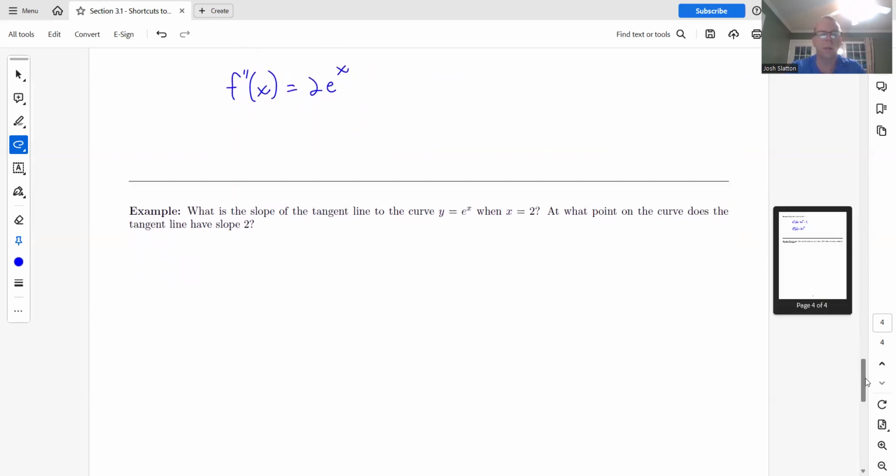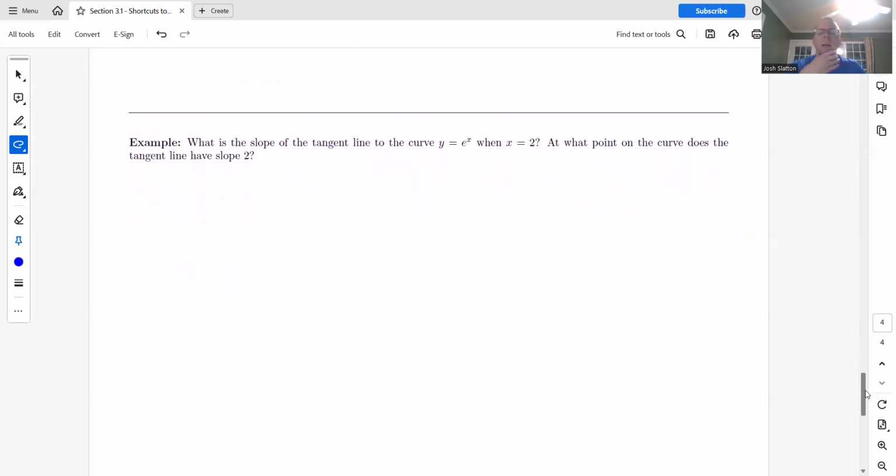And then last example here, what is the slope of the tangent line to the curve y equals e to the x when x equals 2? What point on the curve does the tangent line have a slope of 2? So the derivative of e to the x is e to the x, of course. And what is the slope of the tangent line when x equals 2? So the slope of the tangent line at 2 would just be e squared.